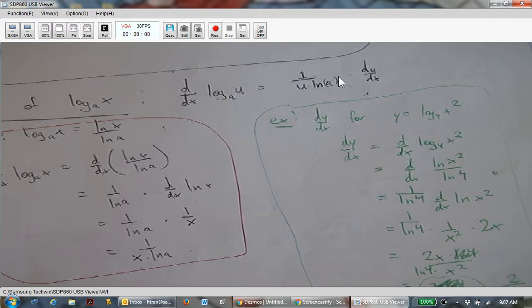So a isn't just x. Does that make sense? It would be log. u is x squared, and a is 4. That's correct. Is it 2 divided by x times natural log 4? No, I'm just kidding. Yes, it is. Sorry about that.